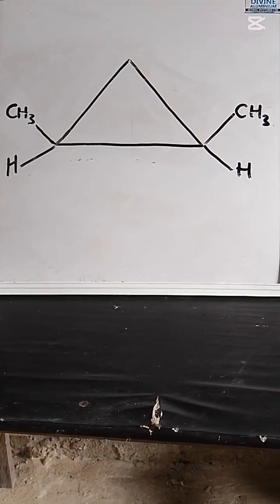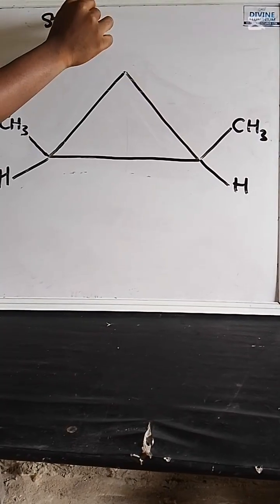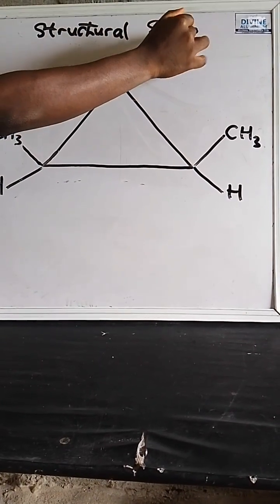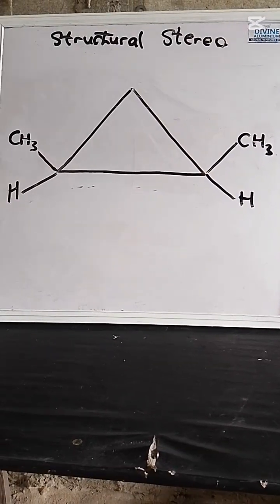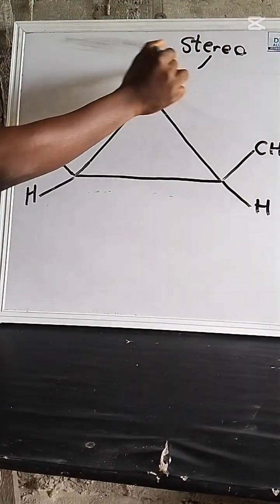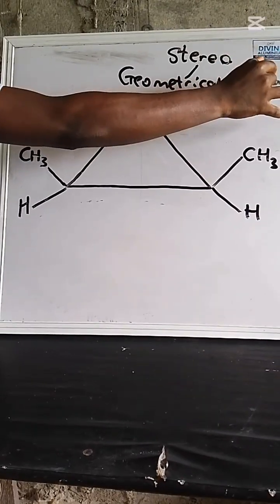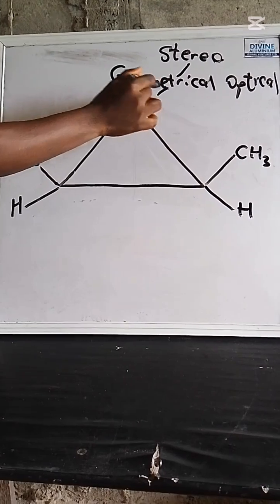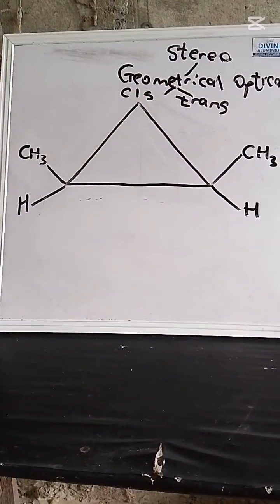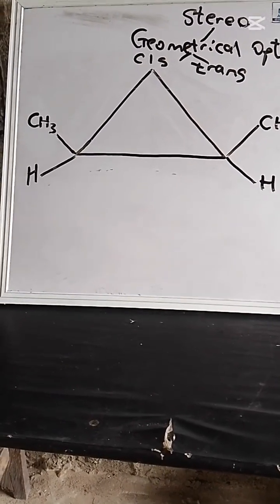Now, types of isomerism. We have two types of isomerism. We have structural isomerism, and we have stereoisomerism. Now we're going to be looking at stereoisomerism. Under stereoisomerism, we have two types: the geometrical and the optical. Under geometrical, I have what we call CIS isomers and trans isomers. CIS and trans isomers. They are under what? The geometrical isomerism.